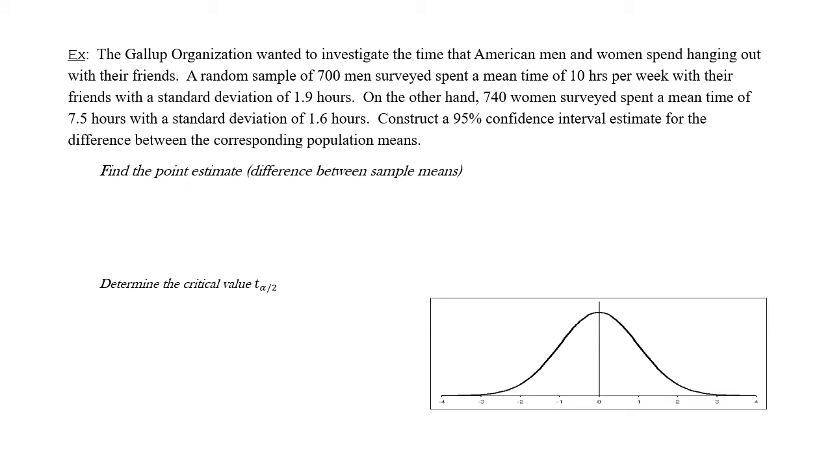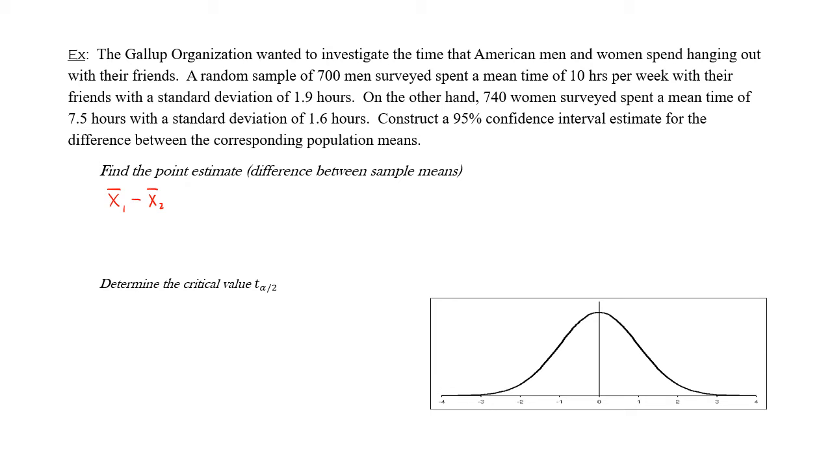The Gallup organization wanted to investigate the time that American men and women spend hanging out with their friends. A random sample of 700 men surveyed spent a mean time of 10 hours per week with their friends with a standard deviation of 1.9 hours. On the other hand, 740 women surveyed spent a mean time of 7.5 hours with a standard deviation of 1.6 hours. Construct a 95% confidence interval estimate for the difference between the corresponding population means. So our point estimate will just be x1 bar minus x2 bar.